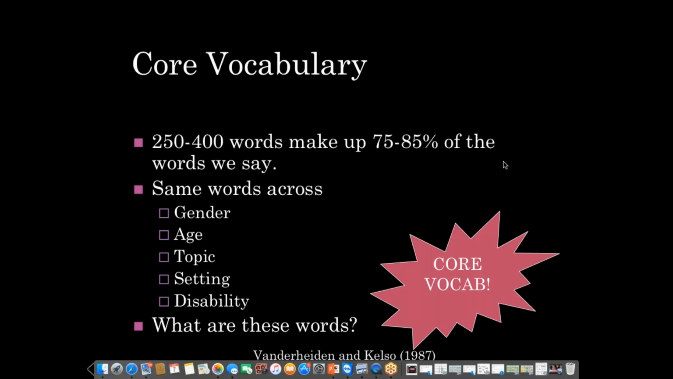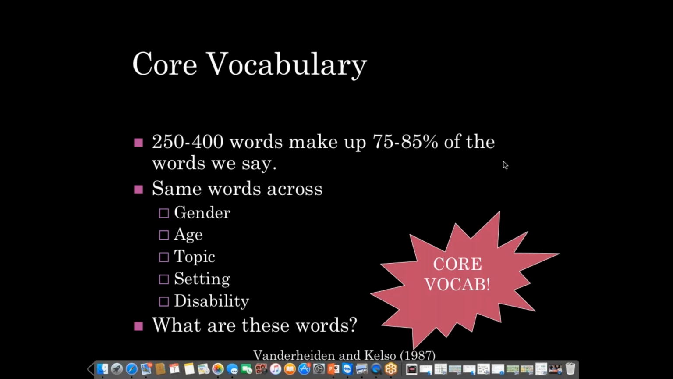And if you think about an AAC device that you might have worked on, say it has 60 buttons on that page, right? You could get those core words within the first four pages. And if you're saying those 85% of the time, then that makes up a lot of what we say. And we don't have to worry so much about programming and getting every specific word down.